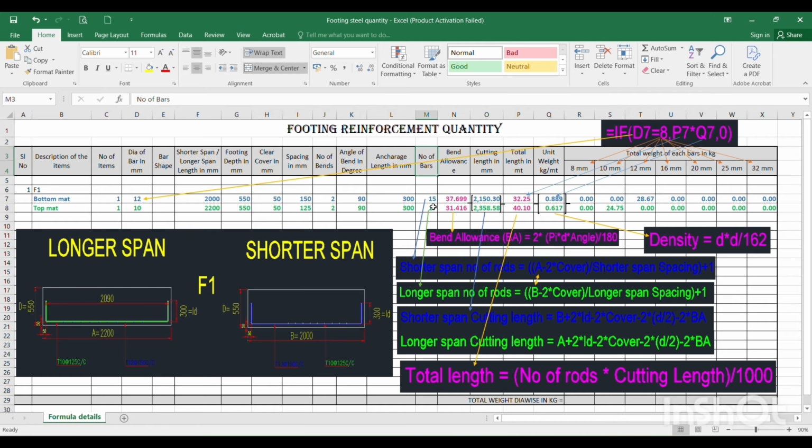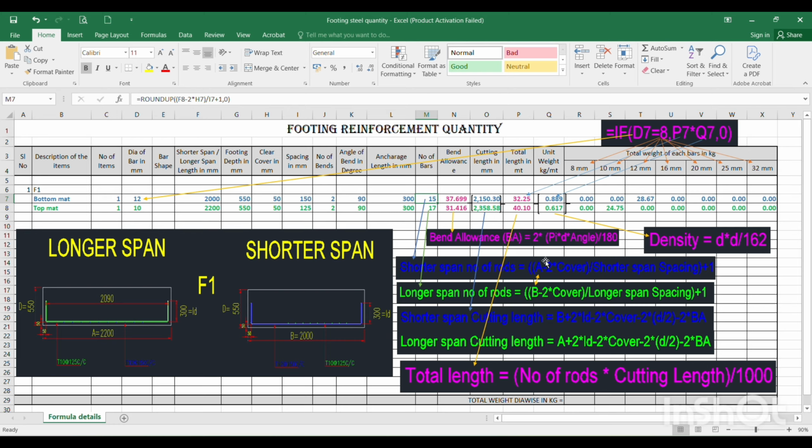Next, number of bars. This is the number of bar calculation for the shorter span. This is the shorter span number of calculation formula. This is A. A means this is the longer span distance.